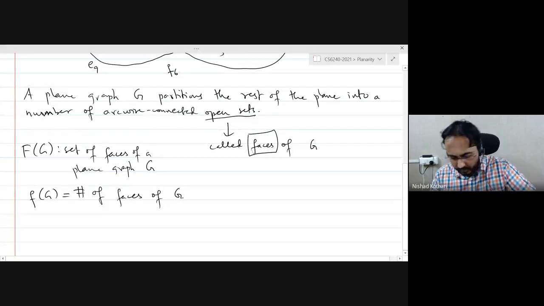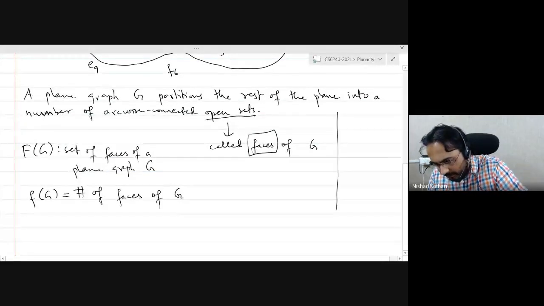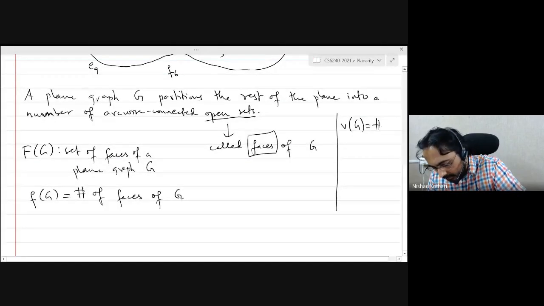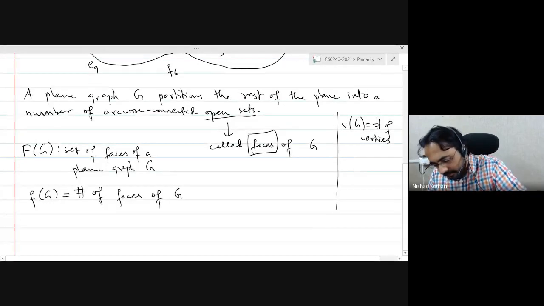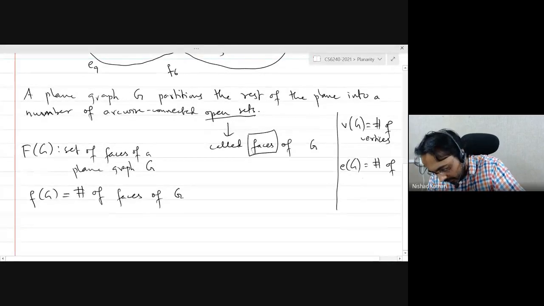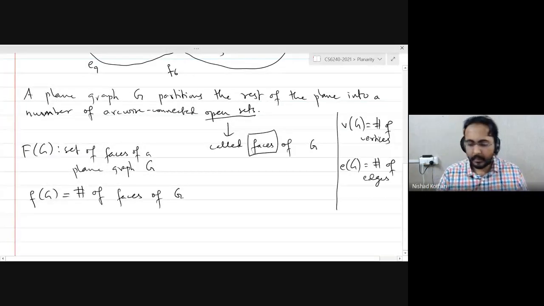And in the same spirit, I think I may have mentioned this before, little v of G is the number of vertices, which we are also denoting by n at times, and little e of G is the number of edges of any graph.